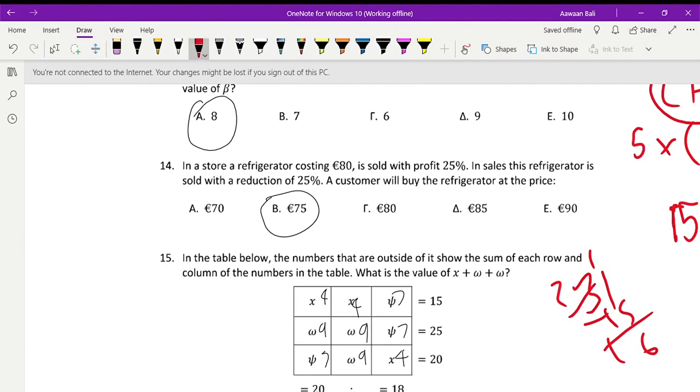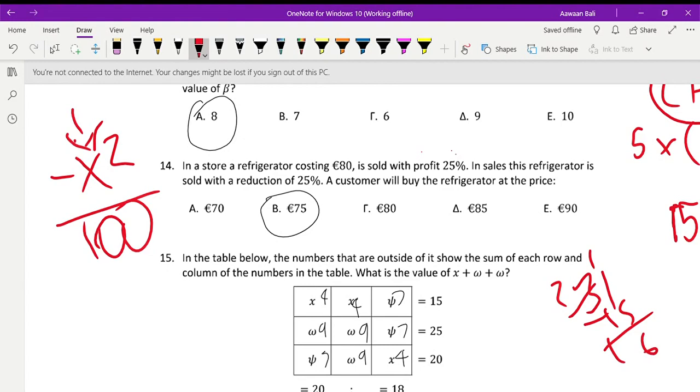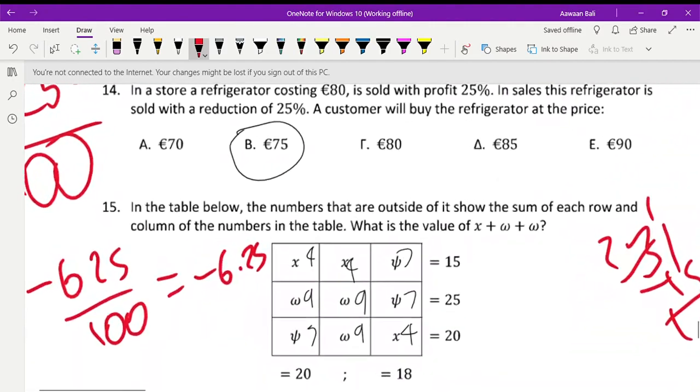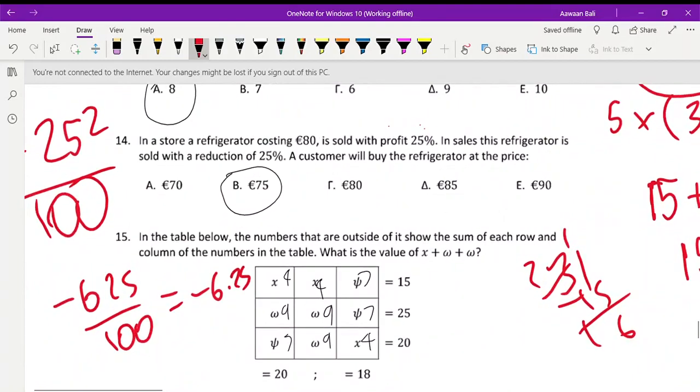When the profit and the reduction have the same percentage, they're both 25%, there's a secret method you can do. Minus x squared divided by 100, where x is that percentage. Here it's 25. So minus 25 squared upon 100, minus 625 divided by 100, minus 6.25.